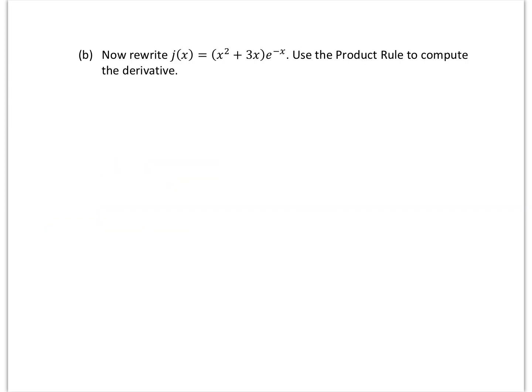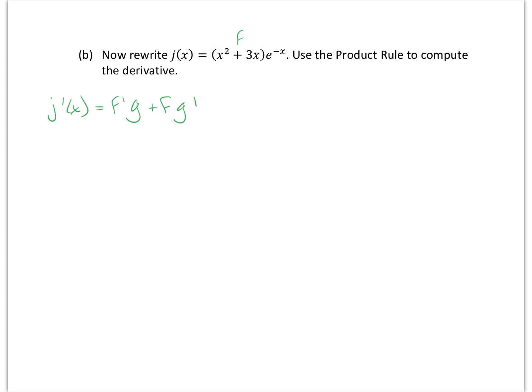Okay, so now this is the same function, j of x. Instead of writing it as x squared plus 3x over e to the x, I've written it as x squared plus 3x times e to the negative x. We just brought that denominator up to the numerator, made the exponent negative. So I'm going to use the product rule this time to calculate this derivative. So j prime of x is going to be f prime g plus f g prime.